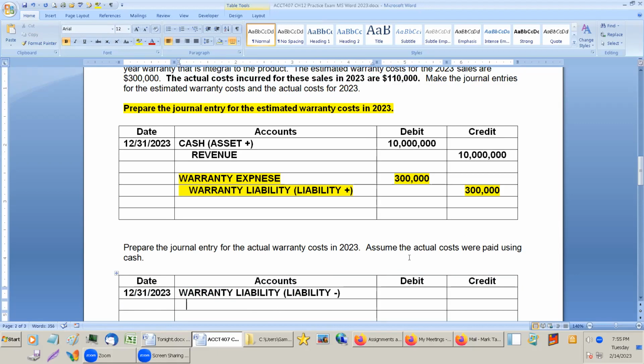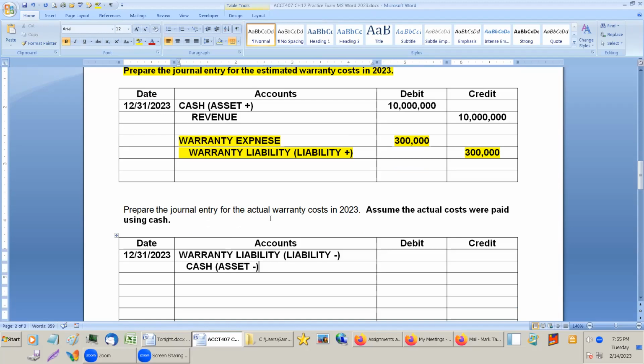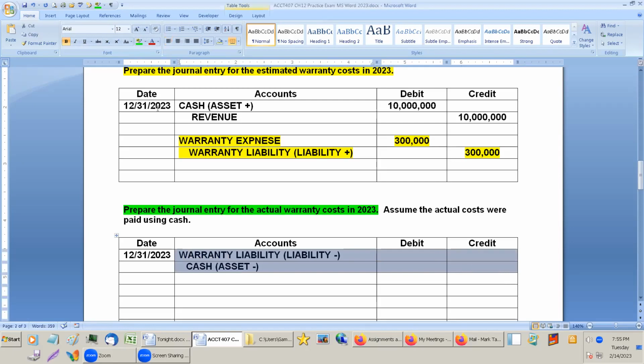Oh, assume all of it, it's here, this makes it a little easier. Assume the actual costs are paid using cash. Okay, so this will just be cash, and this will be asset going down. So these are just the sales coming in, and so these are what. Oh wait, I didn't put anything in there.